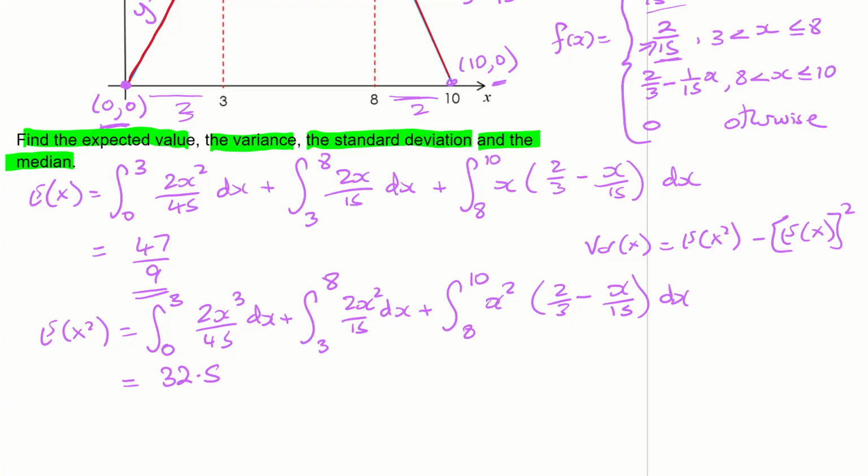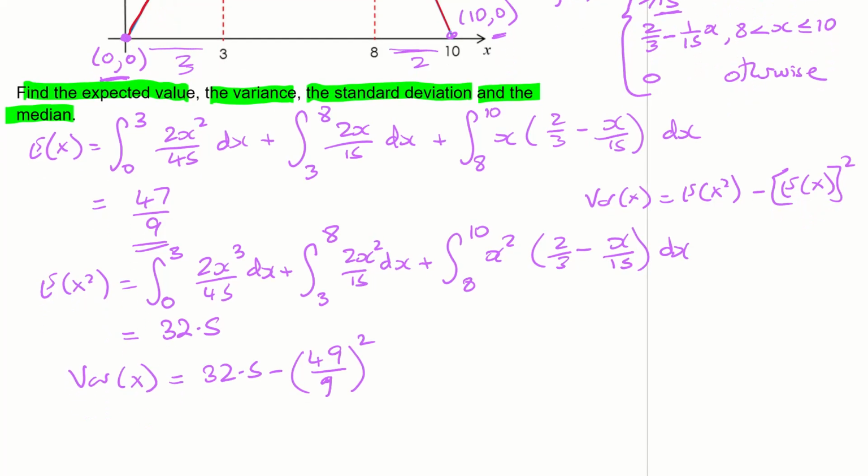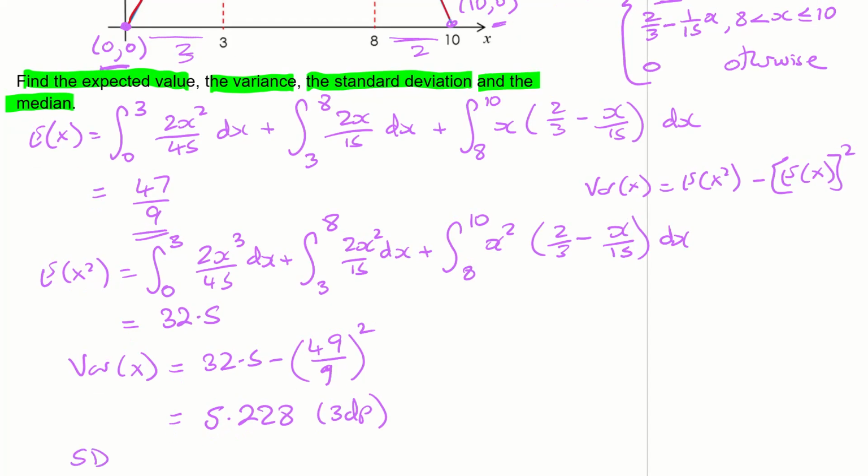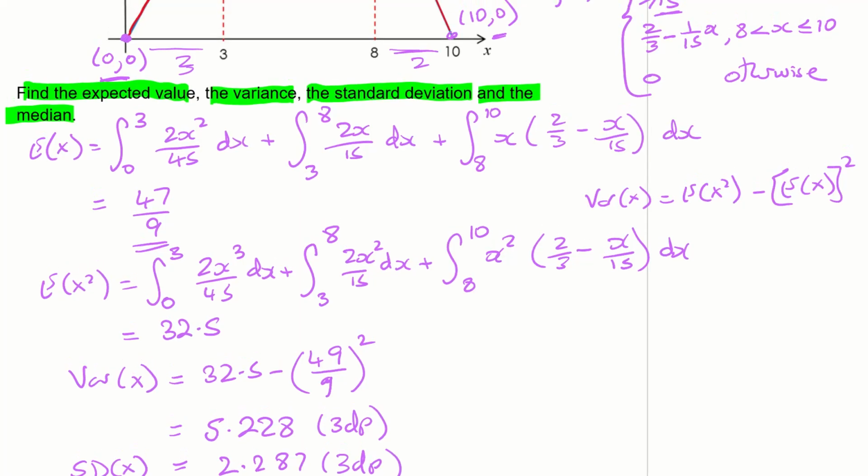And so my Var(X) is going to be 32.5 take away (47/9) squared, and calculating that gives me 5.228 to 3 decimal places. And then the standard deviation is going to be 2.287 to 3 decimal places. That's just the square root of the variance.